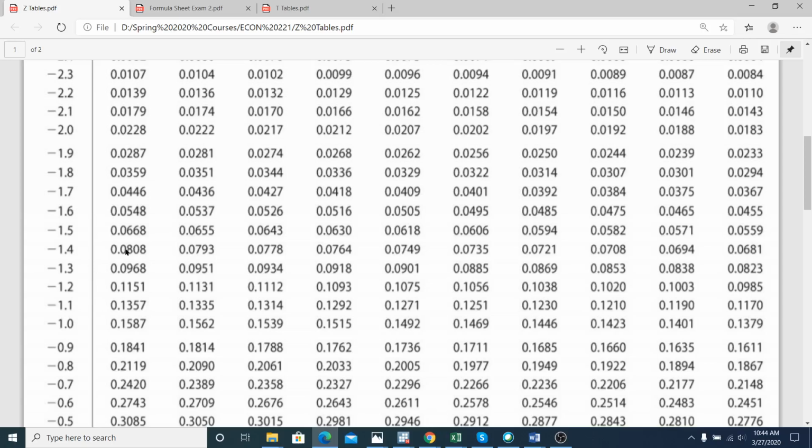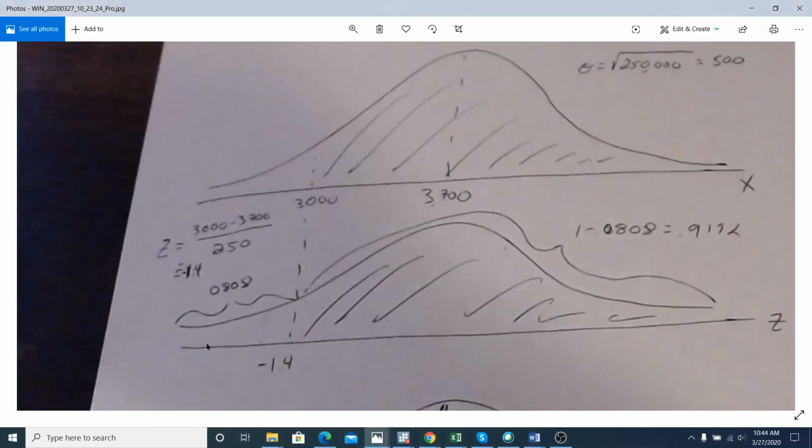The area to the left of that is 0.0808. So this area is 0.0808. I want the area to the right. Well, if the area under the curve is 1, then I would just subtract this from 1, and it would give me the area to the right. So 1 minus 0.0808, 0.9192.